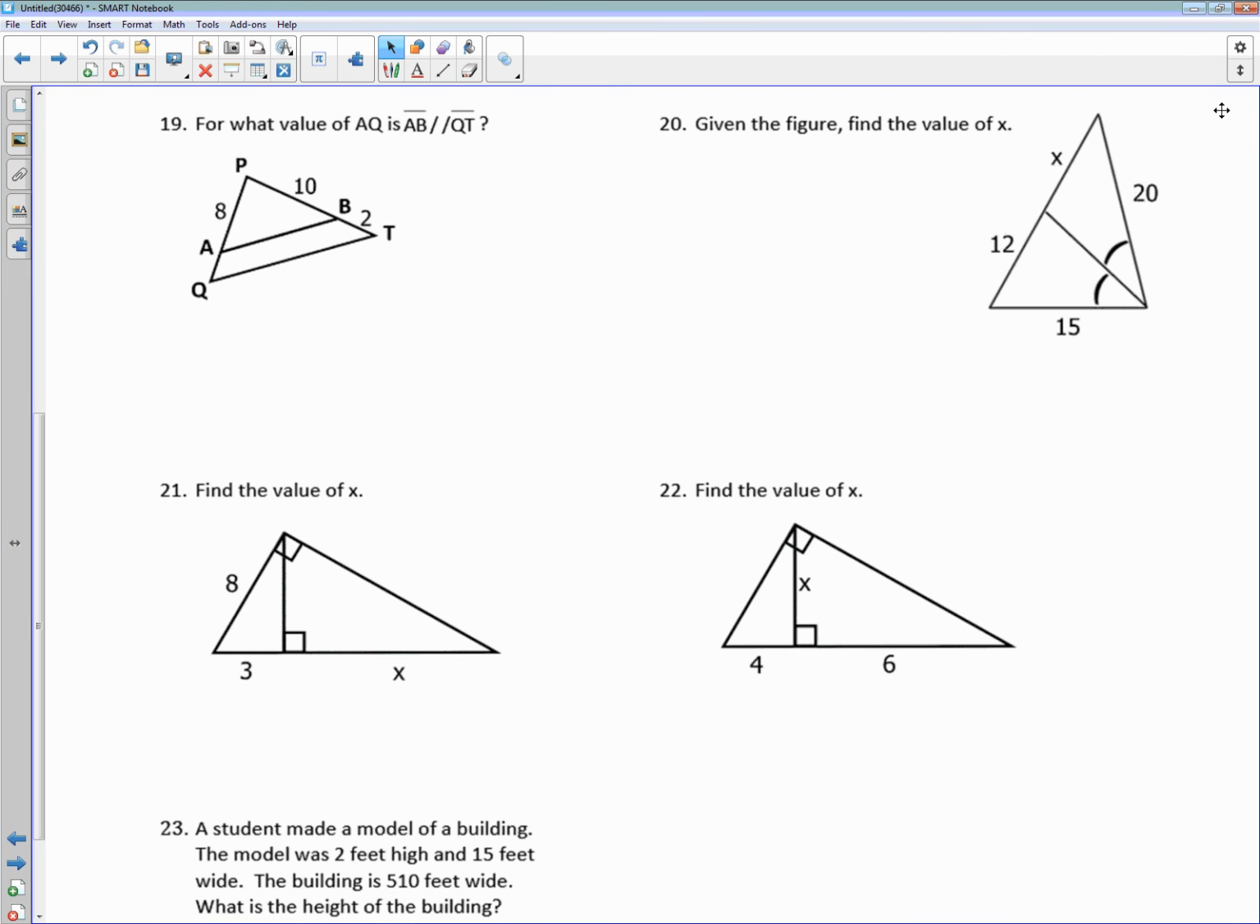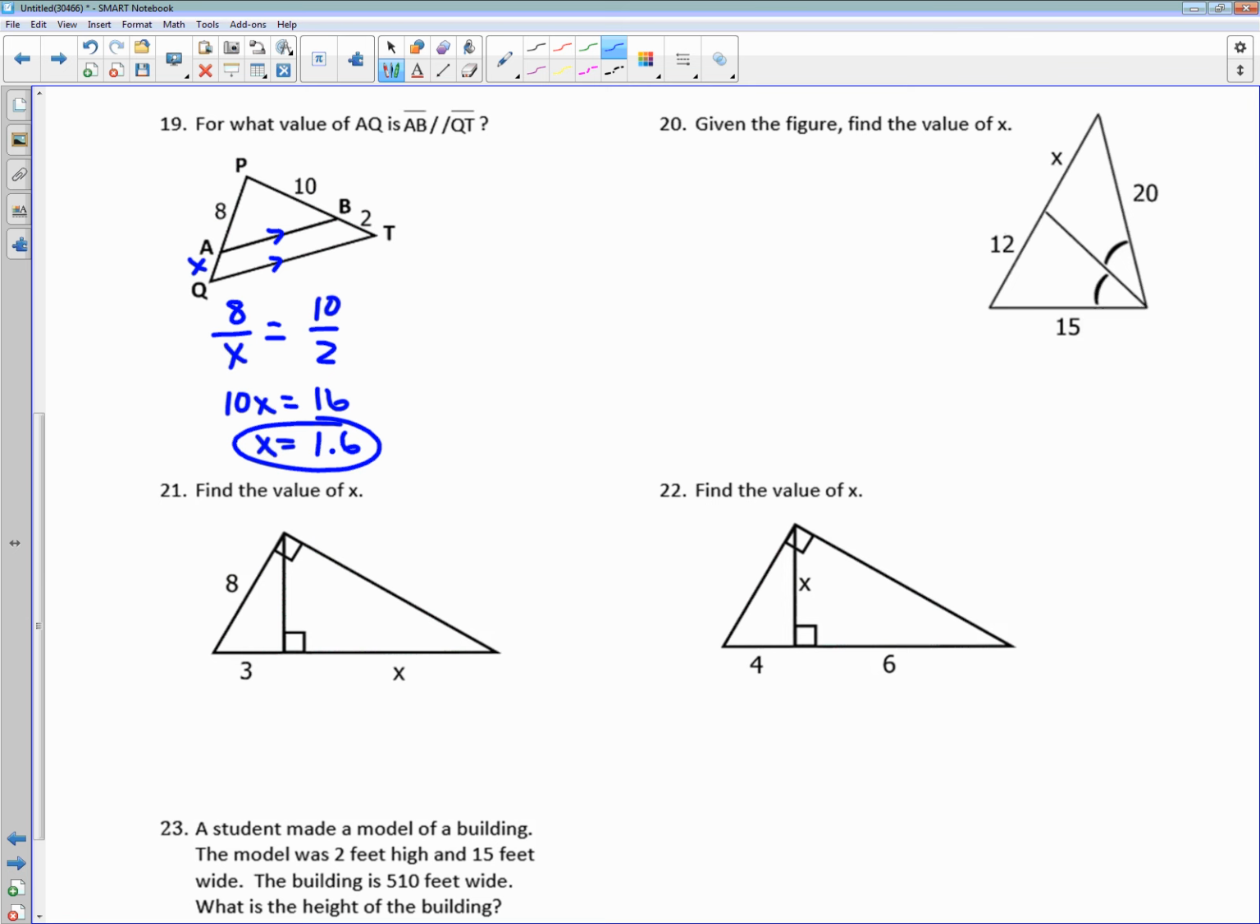All right, 19 through 20, we're dealing with proportions in triangles. For number 19, for these to be parallel, they would have to split the sides proportionally. Whatever that value is for AQ, I'd have to have 8 over x being the same ratio as 10 over 2. So when you cross multiply and solve here, you're going to get x would have to be 1.6.